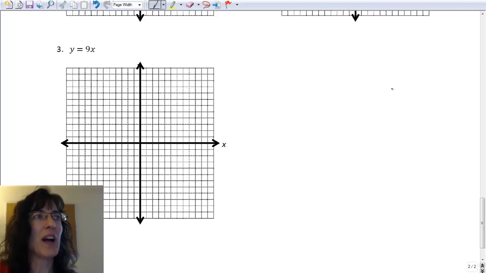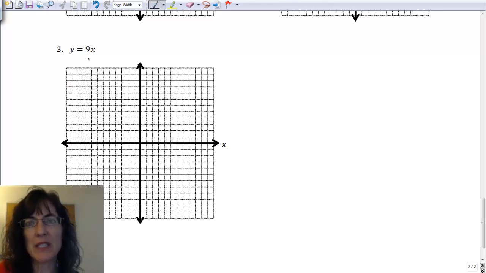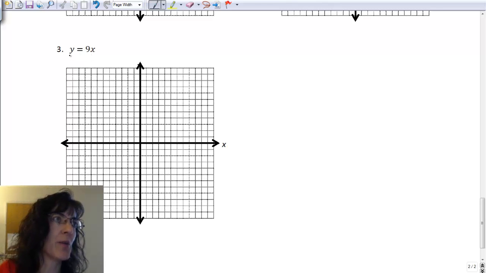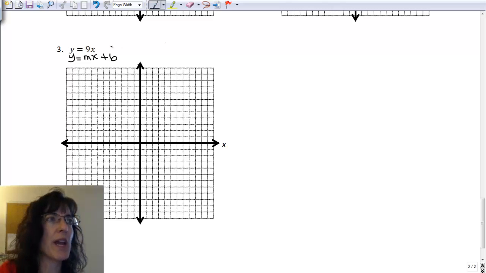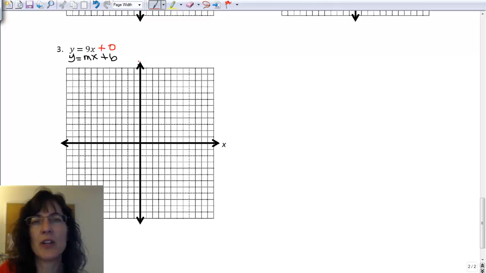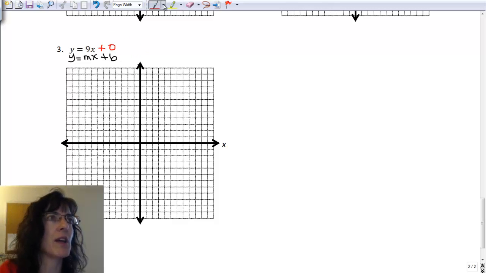Number 3, y equals 9x. First thing we want to do is find the y-intercept. So I'm going to write underneath y equals mx plus b. And you can see that the y equals 9x doesn't have a b number showing. So we have to think of that as an implied plus 0, because that's the only thing we can add to an equation or anything and have it not change its value. So that must be a 0 for the b.